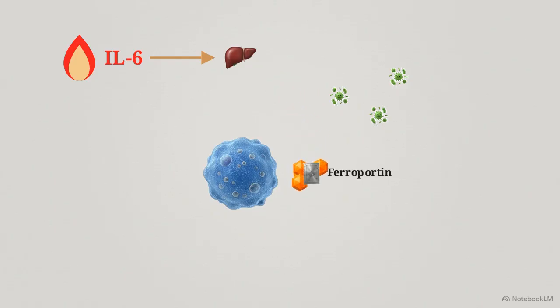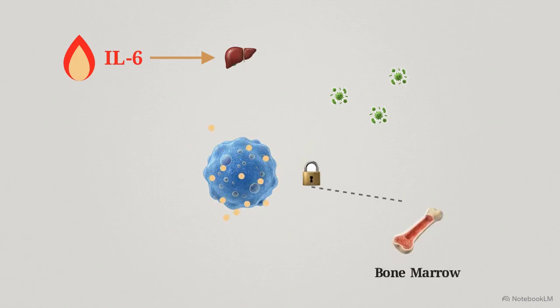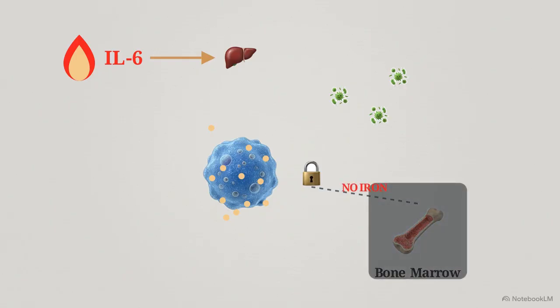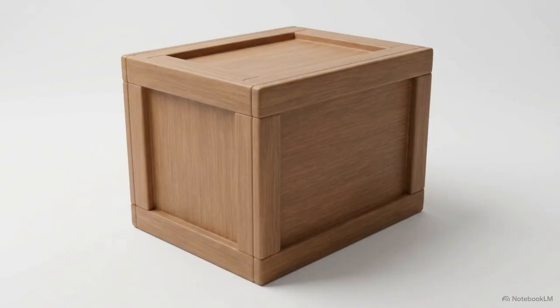Hepcidin achieves this by physically degrading ferroportin, the exit door on the macrophage. This permanently traps the iron inside the cell. The bone marrow starves and halts production exactly as it does in absolute iron deficiency. However, in this case, the iron remains within the body, sequestered in storage and biologically unreachable. Now deduce the lab work.